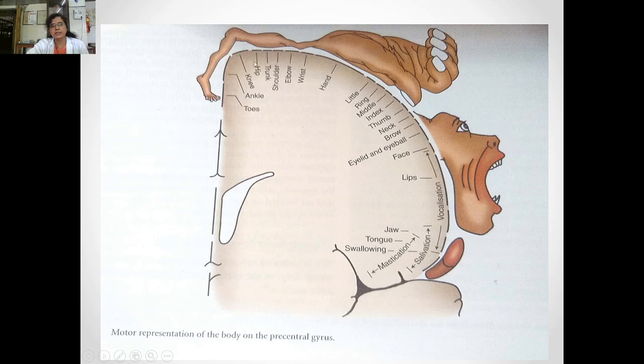So up to the thighs they are present on the superolateral surface. Then leg, foot, toes and the perineum, they are represented in the paracentral lobule on the medial surface. So the body is represented upside down, means head is present in the lower part and the lower extremity is present in the upper part and on the medial surface.